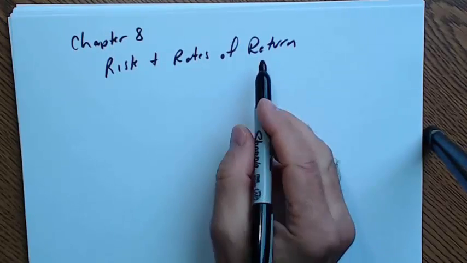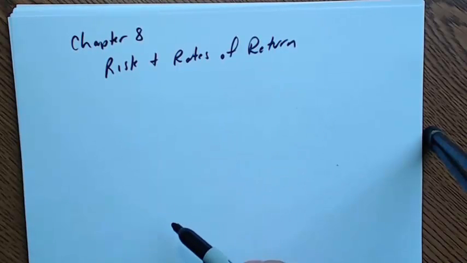Okay, this is Chapter 8, Risk and Rates of Return. This is a great chapter because it's going to cover portfolio theory, which is an integral part of investment management. And anybody in a business program ought to know something about portfolio theory. To start off, we're going to talk about rates of return, and then we're going to talk about risk.